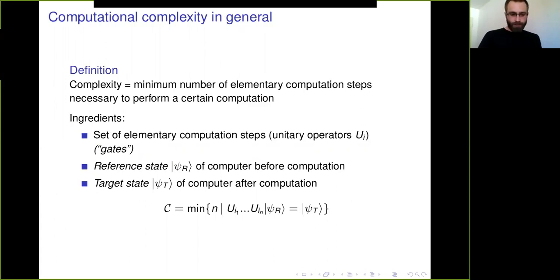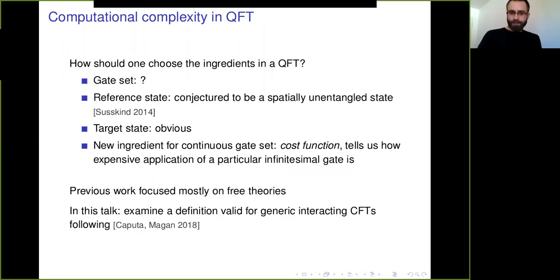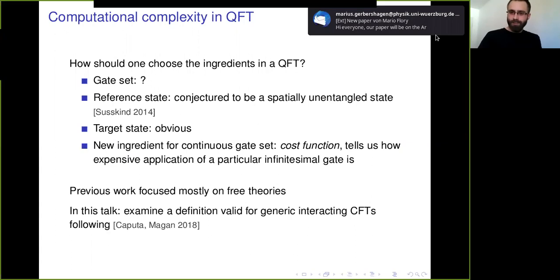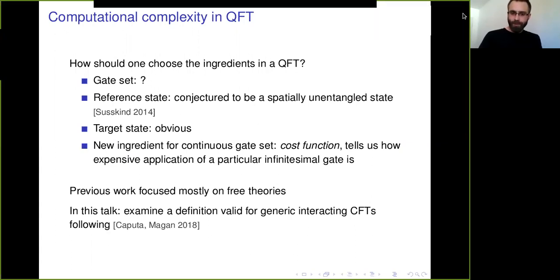Now this all is very fine for finite size quantum systems, for a finite number of qubits. However, the conformal field theory for which we want to calculate complexity is definitely not a finite-sized quantum system. And then the question arises, how should one choose these ingredients in a quantum field theory? Now, the gate set is perhaps the most important question. This is not really known so far, how one should choose the gate set. But for the reference state, this is conjectured to be spatially unentangled by Susskind in 2014. So basically, an unentangled state is basically the simplest kind of state that you can think of.